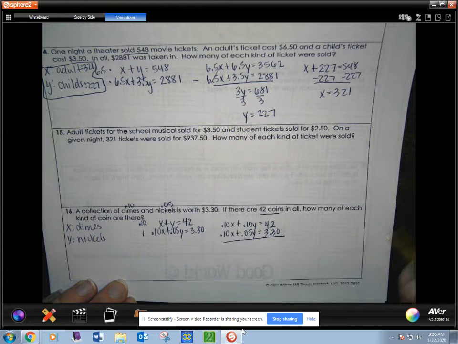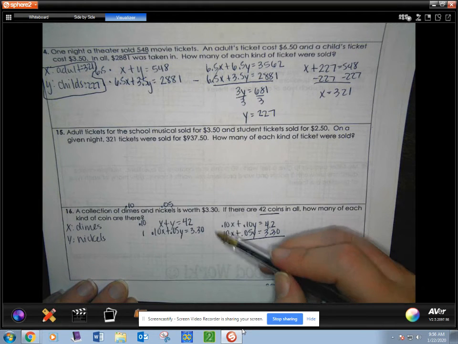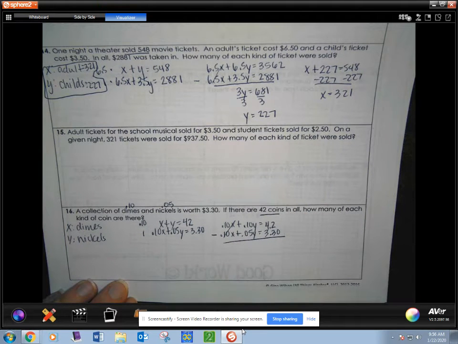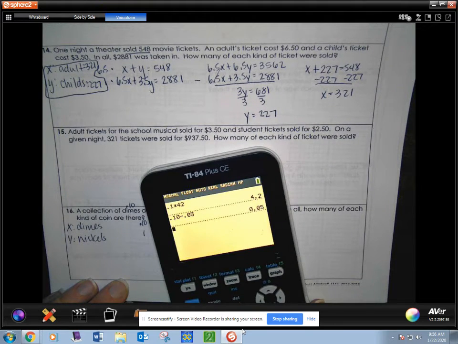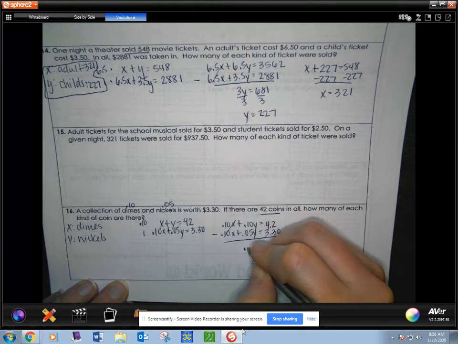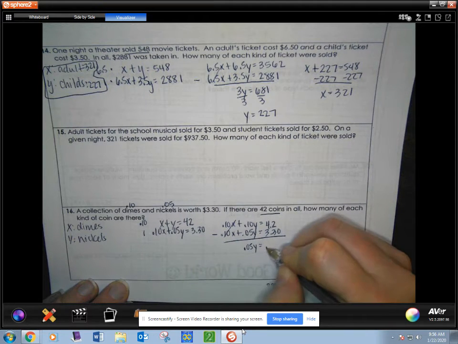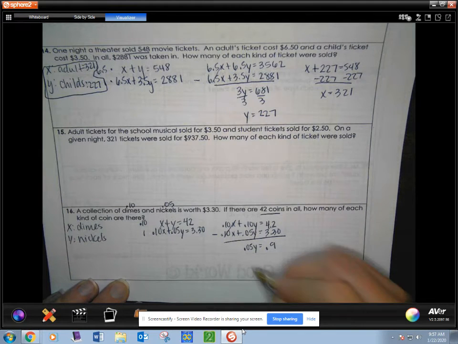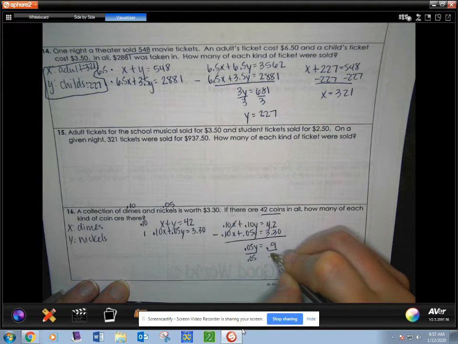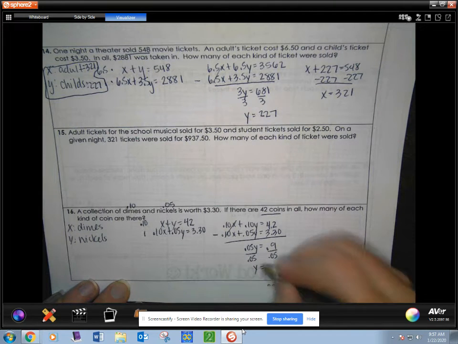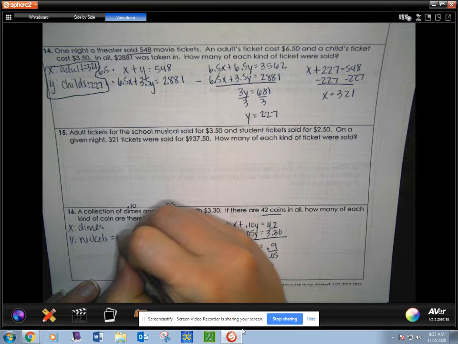Now my x's are the same, since these are the exact same sign. If I add them, they do not cancel, so I'm going to subtract. That now cancels, so 0.10 minus 0.05 becomes 0.05. Keep y. And 4.2 minus 3.30 becomes 0.9. To get y by itself, we divide by that 0.05, and I get y equals 18. So I know I have 18 nickels.